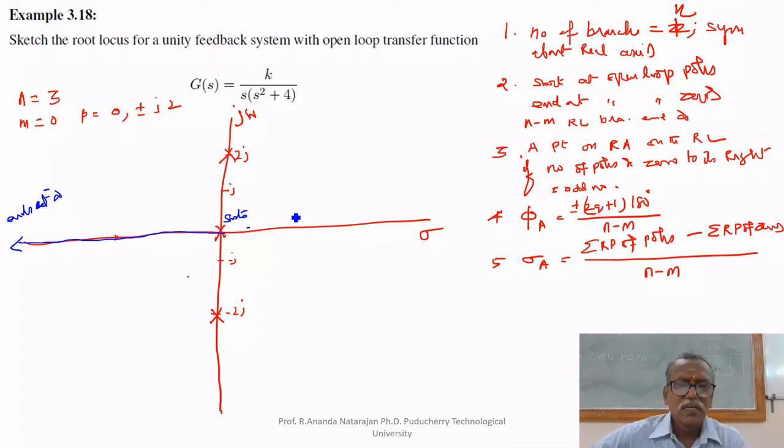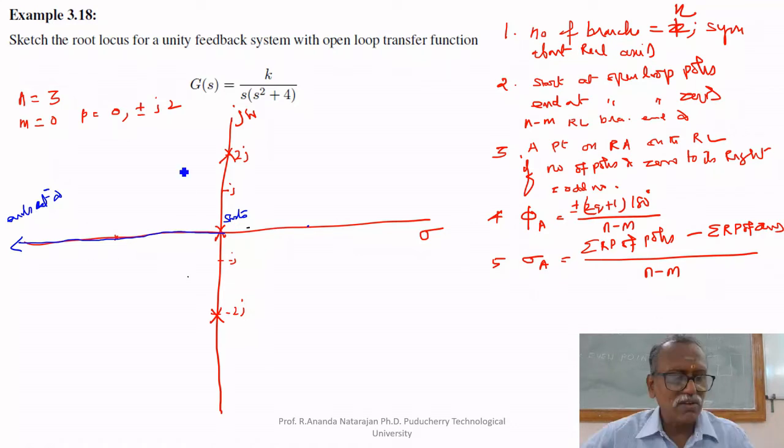Suppose I am selecting a test point here on the real axis, right side. How many poles and zeros to its right? No poles. It is an even number. Therefore, no, it is not. The positive real axis is not part of the root locus, but the entire negative real axis is part of the root locus.